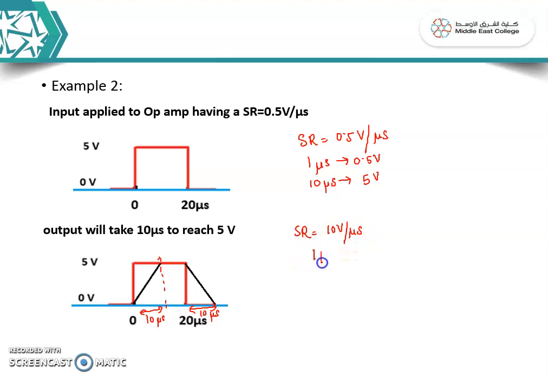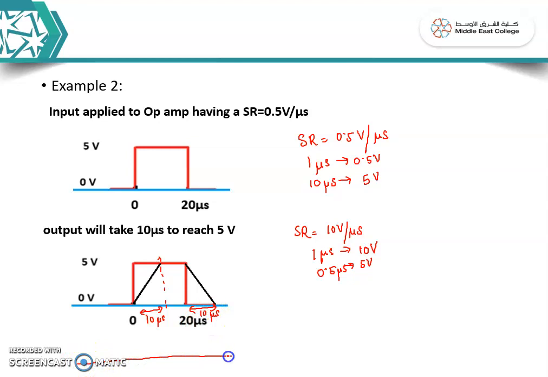So in this case, in 1 microsecond, your output will have 10 volt. I mean, it is possible to reach 10 volt. So here you need only 5 volt. So that means your output will take only 0.5 microseconds. So in that case, you see here, your output would have been much better.